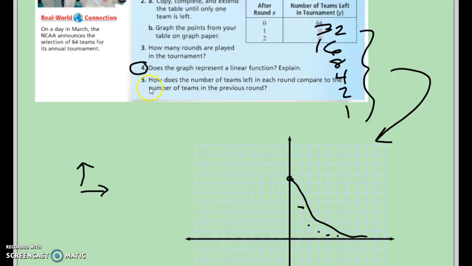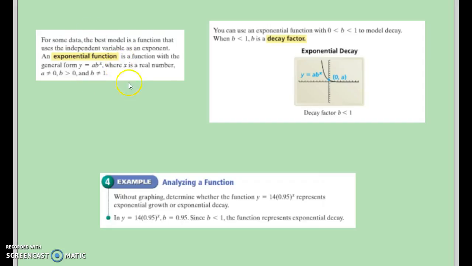Okay, and so again, how does the number of teams left in each round compare to the number of teams in the previous round? This is half, right? So it's not a constant number, but it's a constant factor. That's what we're looking at with exponential decay. Again, this is back from that last section, because we're using the same exponential function, which is a times b to the x, where x is a real number, a is not equal to 0, and b is greater than 0. We had our growth factor when we were talking exponential growth, where b was greater than 1. So we're looking at our decay factor here.